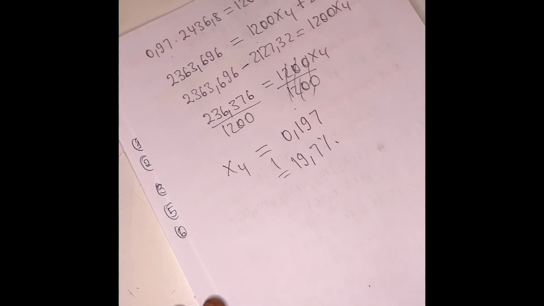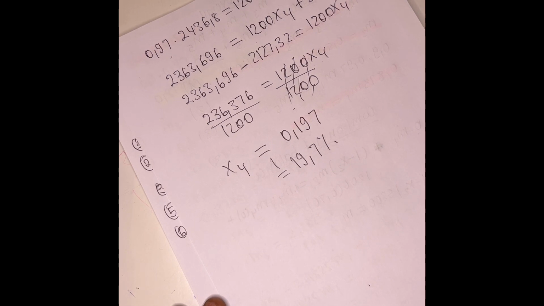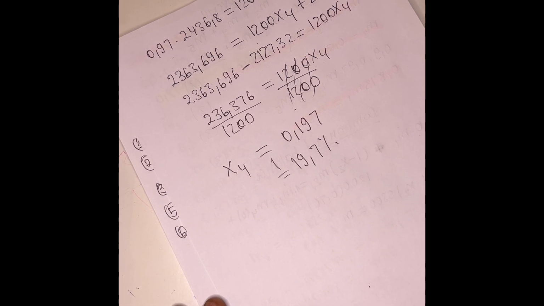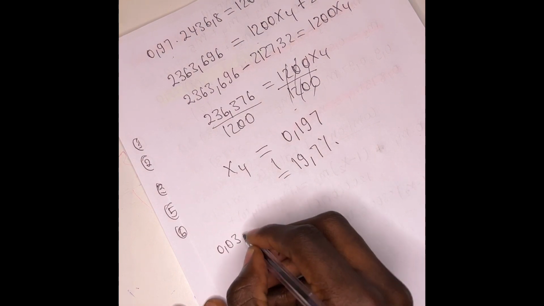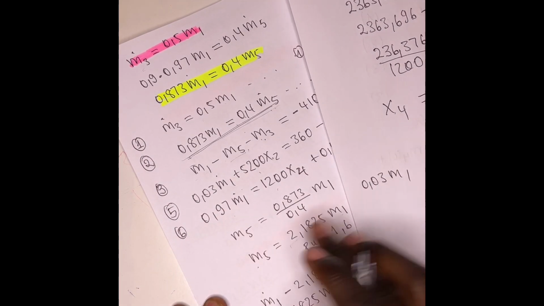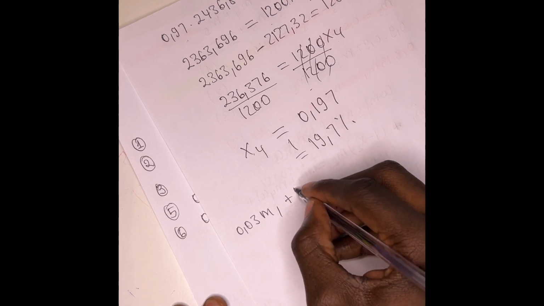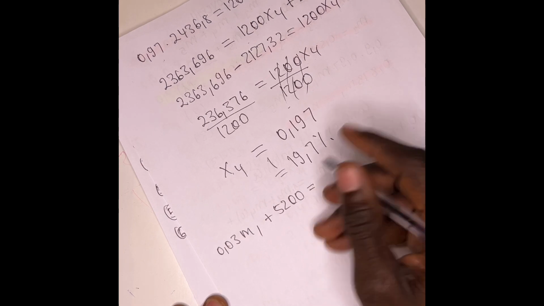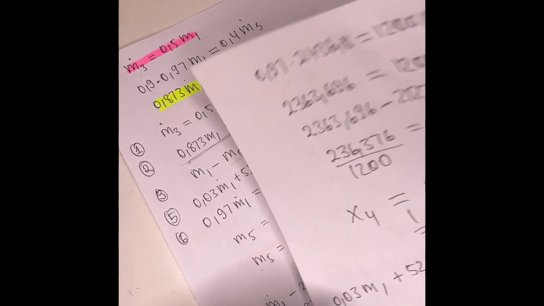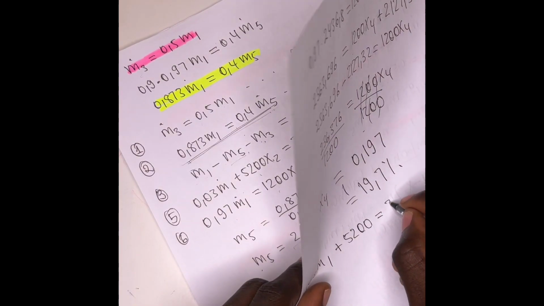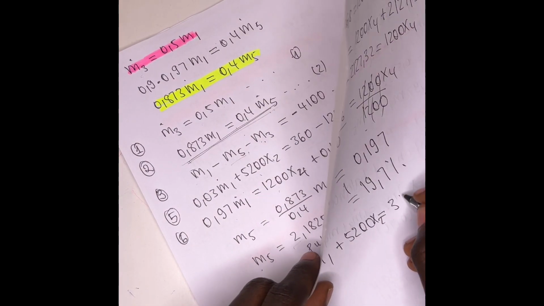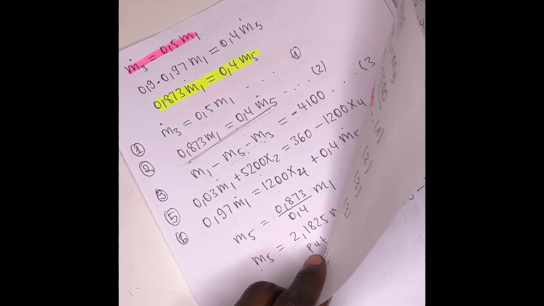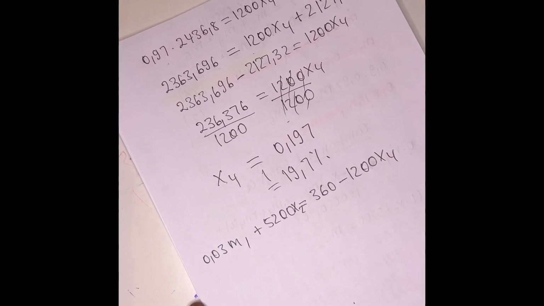Because the equation is what? We can all see that equation. We're going to take the equation with 0.03 M1, which is this one. This plus 5200x2 equals 360 minus 1200x4. So from here, we are solving for x2.